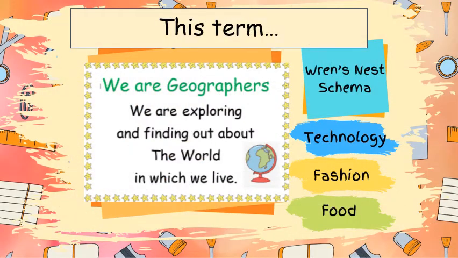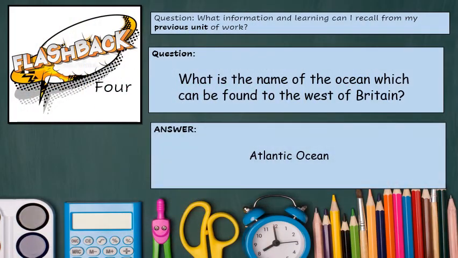At the beginning of each lesson, we remind the children that we are being geographers and what that means. It means to explore and find out about the world in which we live. Once again, we have our Flashback 4 to bring forward knowledge that our children have previously learned. So here I have a question: what is the name of the ocean which can be found to the west of Britain? And it's the Atlantic Ocean.